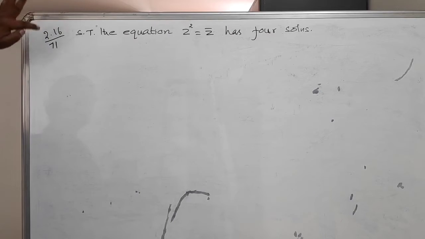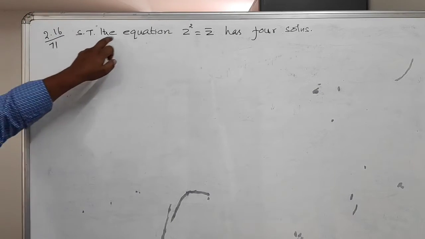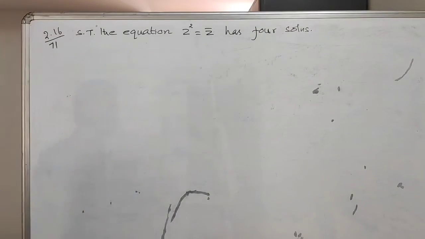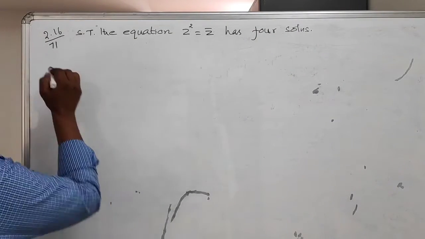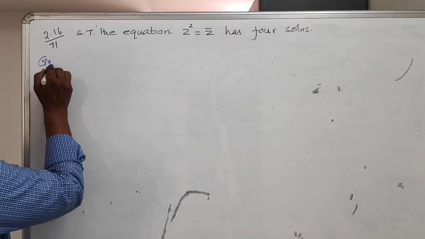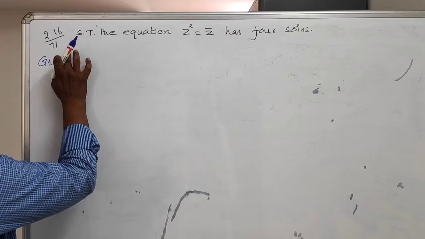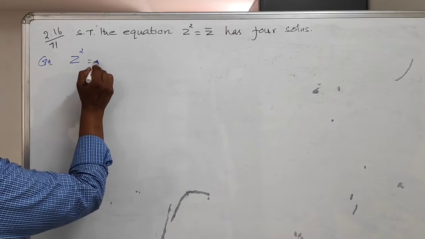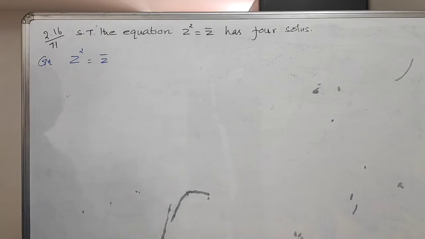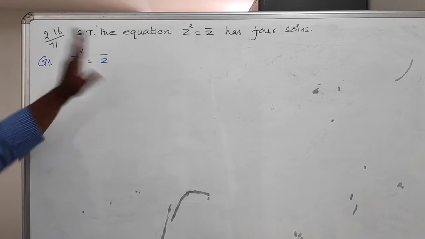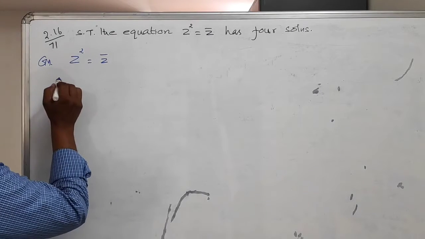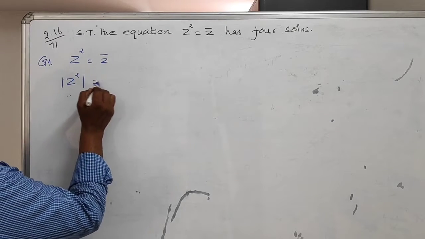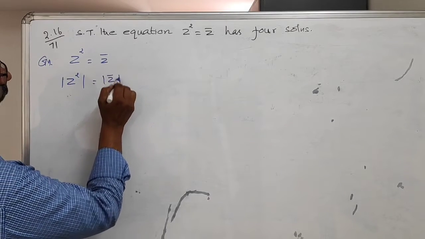Okay. Number 16, given at page number 71, show that the equation z² = z̄ has 4 solutions. For that, we can start like this. Given z² = z̄. This is given. Take modulus on both sides. |z²| = |z̄|.